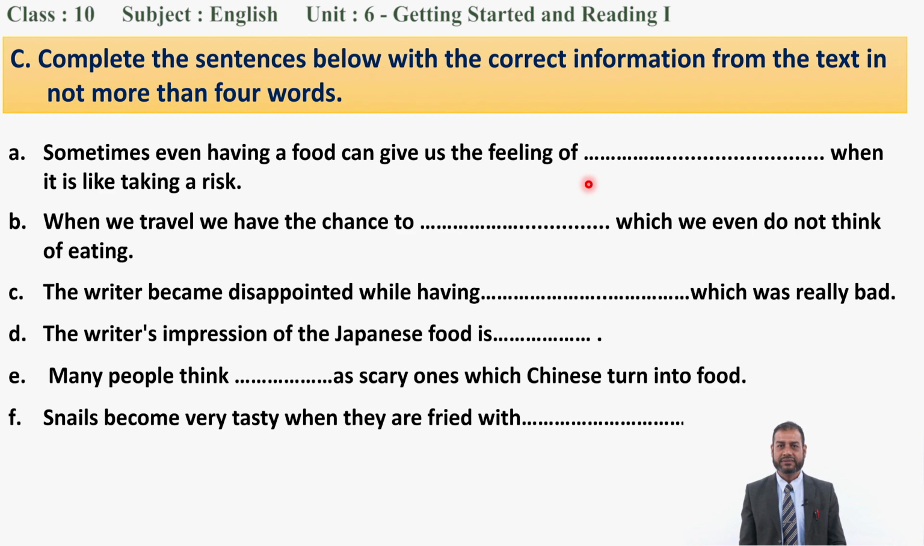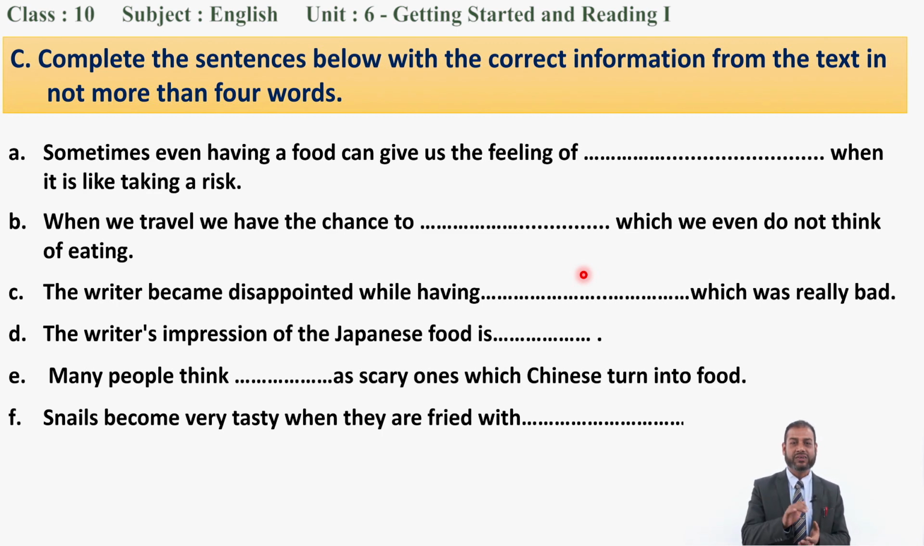Are you doing? Good. Have you finished it? Well done. If so, let's go to B. When we travel, we have the chance to... Again, you can find this information in the first, second paragraphs in the beginning, okay, of the text, Strange Food from Around the World. Please search in your textbook because you have to use your textbook because these all are comprehension tasks.